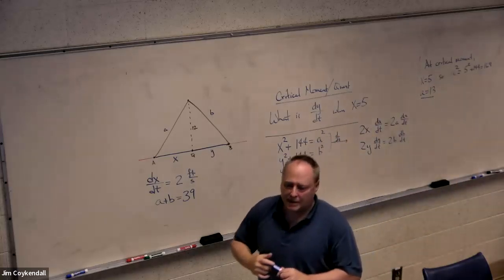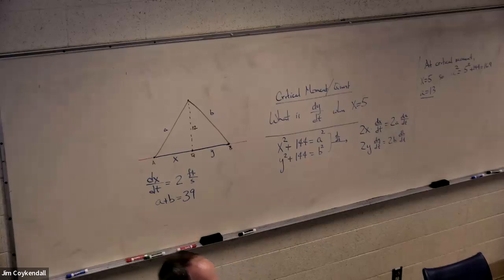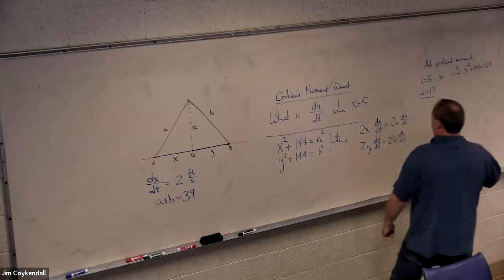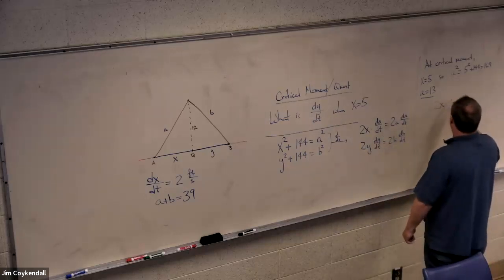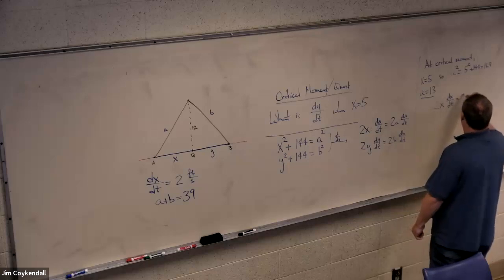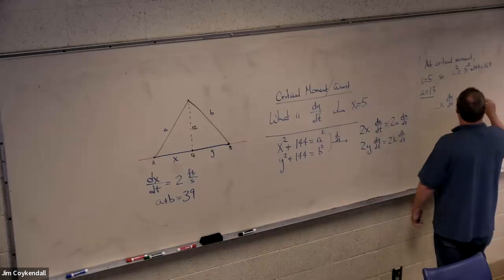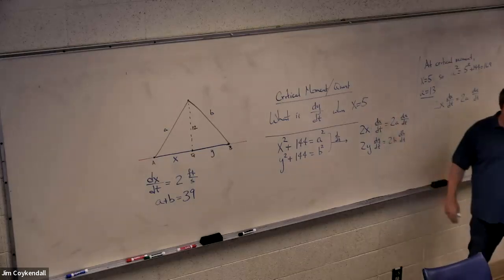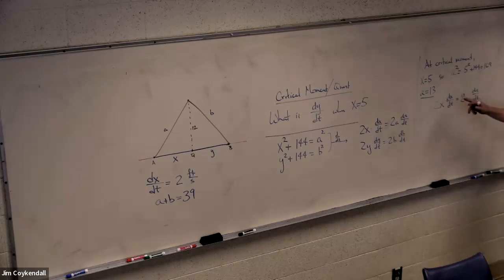So at this critical moment, I know all the players except for the ADT, which means I can figure out the ADT. Right? So let's use this equation. 2x dx/dt. Okay, what's x? X is 5, right? The dx/dt is 2. A is 13. So figure that out, and that means I can figure out what the ADT is.